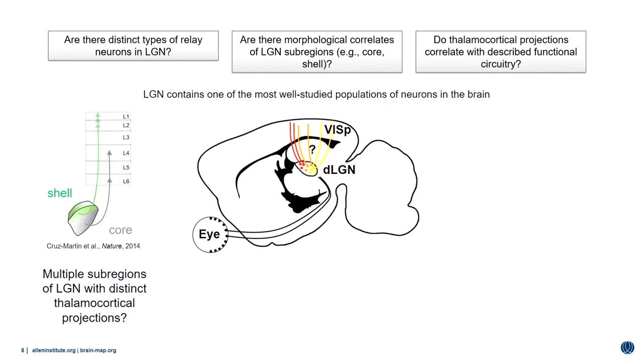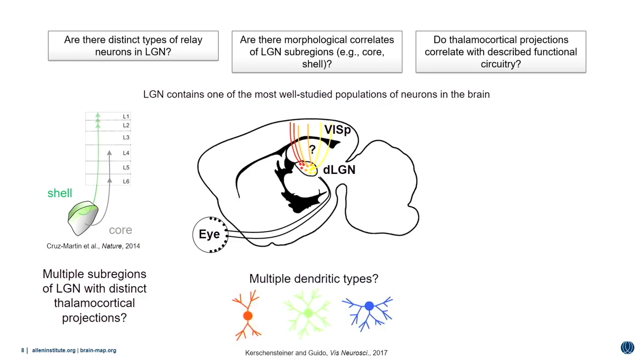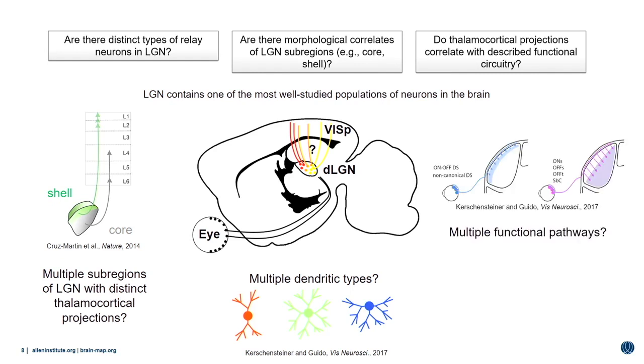And then a little more specifically, now that we have these full intact neurons that were labeled in vivo, we can revisit questions like, are there distinct thalamocortical projections from the shell and the core? And then are there multiple dendritic types, as has been described in the slice? And then do we see morphologies and projection patterns that relate to these previously described functional domains in LGN?